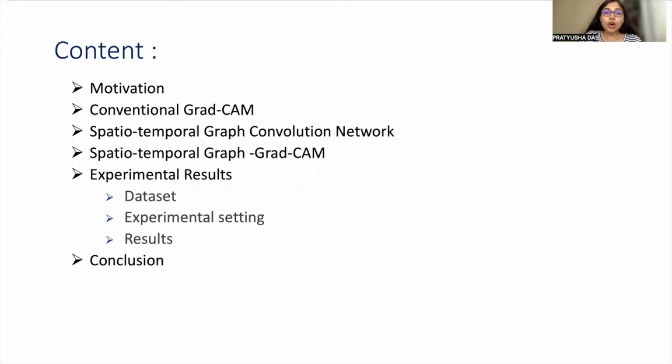So in my talk, first I'll talk about the motivation behind our work. Then I'll move on to the conventional gradient-based class activation map. And then I'll talk about spatiotemporal graph convolutional network and how we design the gradient-based class activation map for this spatiotemporal graph convolutional network. Then I'll move on to my experimental results, and then I'll conclude my work.